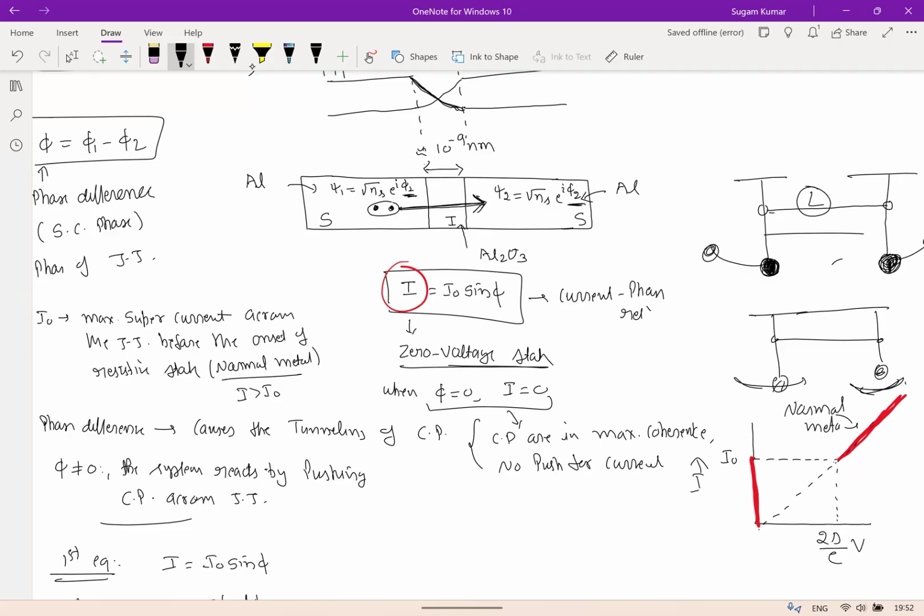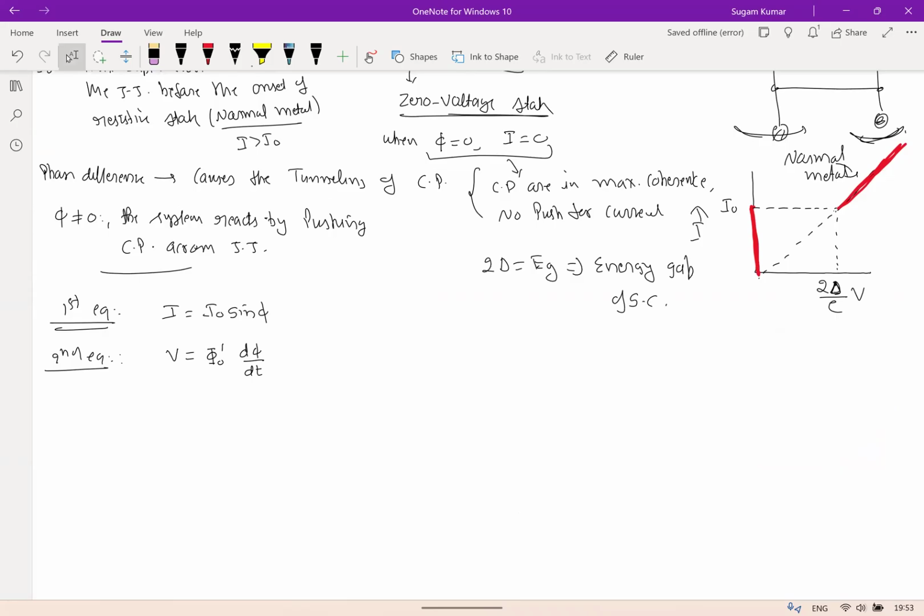Sir, what is the significance of the capital D, 2D by E? Capital D, 2 delta by E, this one, right? Yes. This 2 delta is called E G, the energy gap, the exact energy gap between the superconducting state and the normal. Only superconducting, exactly. You can say between Cooper pairs and normal electrons. Okay.